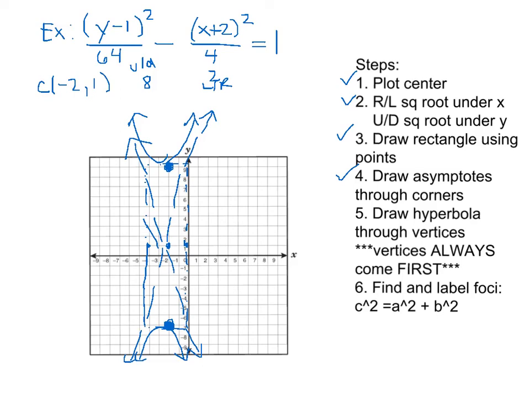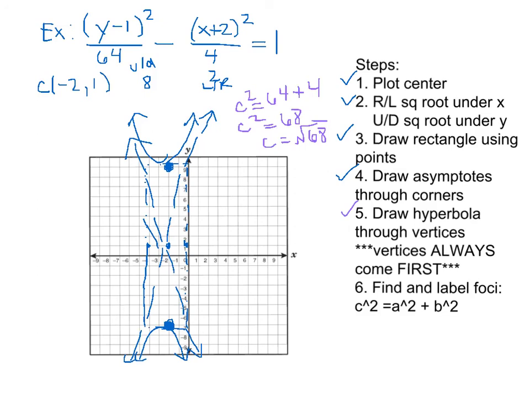Last thing we want to do is find and label our foci. I'm going to switch colors for this. So our foci are at c squared equals a squared plus b squared. Again, a squared and b squared are your denominators. So we're going to say c squared equals 64 plus 4. C squared equals 68, so c equals the square root of 68.